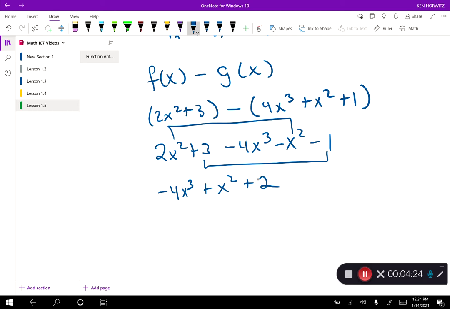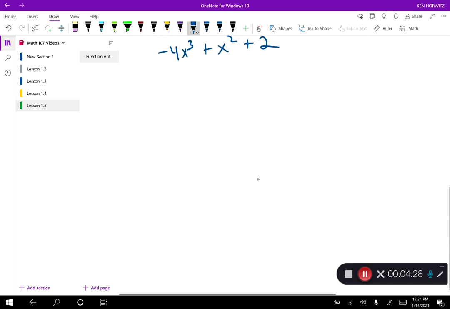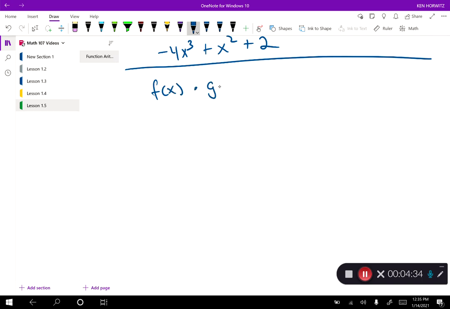All right, let's take a look at multiplication. I'm going to use the same f of x and g of x, except I'm going to say f of x times g of x. So then I have 2x squared plus 3, 4x cubed plus x squared plus 1.